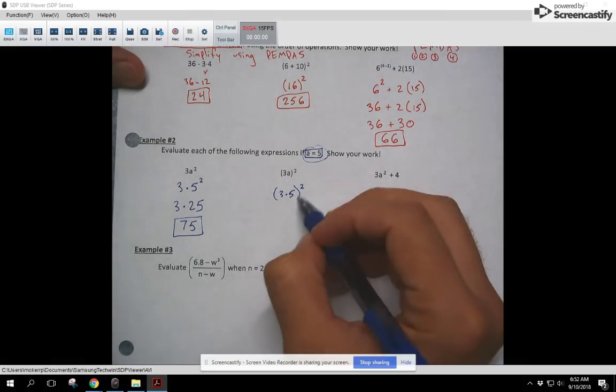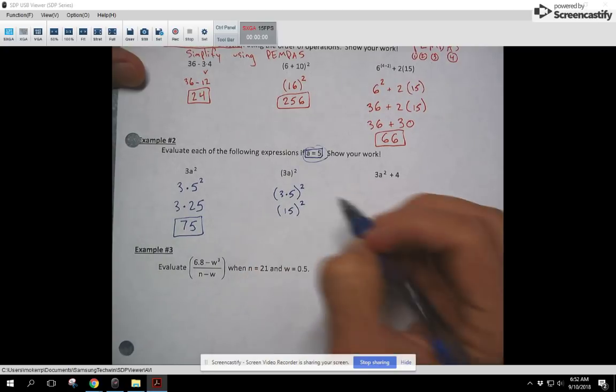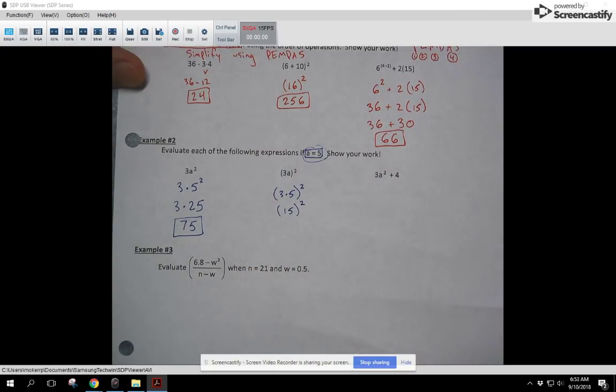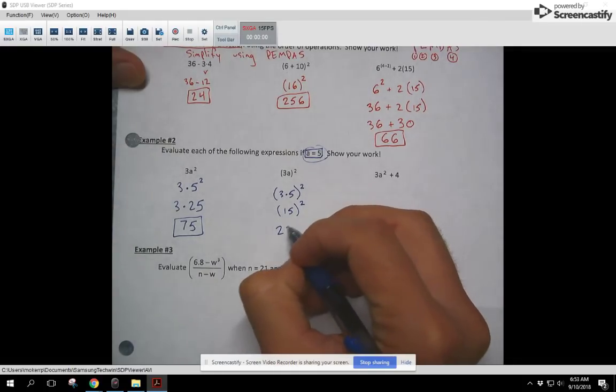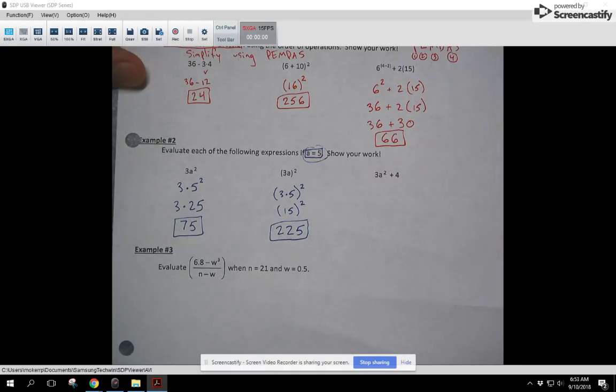So because of these parentheses, I have to multiply here first. So 15 is being raised to the second power. 15 squared is 225. 15 times 15. Again, use your calculator. But you can see just adding parentheses has drastically changed the value of my answer here. Okay, so it's very important to understand what the parentheses do and what happens when they're not there.